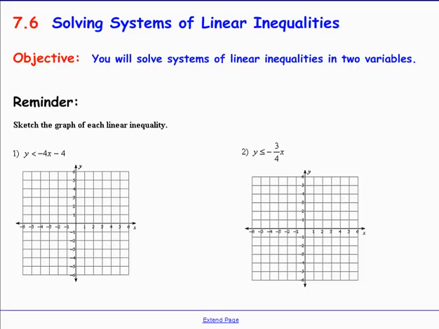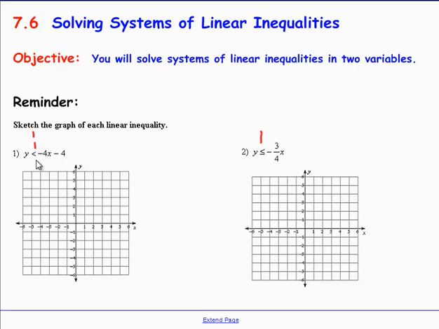So first I wanted to take a few minutes and remind you how to graph an inequality, and we'll learn this in chapter 6. So remember that we had dashed and solid lines. So the first thing I want you to do is think about whether it's dashed or solid. So in this case, there is no equal sign, so this one's going to be dashed and this one's going to be solid. And then you're going to be graphing the line itself.